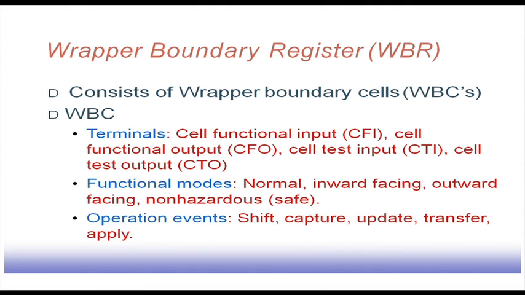Then update is transferring the content of the R1 register to the R2 register. Then we have transfer, which may be transferring on the parallel line or the serial line, and apply. Maybe some instruction has been loaded onto WIR, and then it is given the apply operation. That operation will be done on the scan cell content.